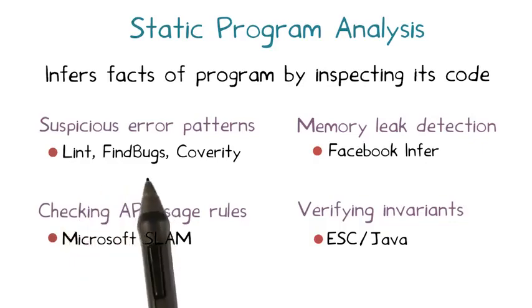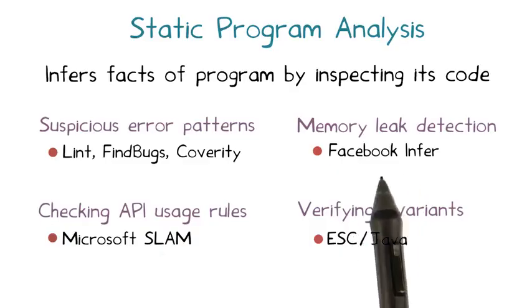Tools such as lint, FindBugs, and Coverity inspect the source code of C++ or Java programs for suspicious error patterns. SLAM is a tool from Microsoft that checks whether C programs respect API usage rules. This tool is used by Windows developers to check whether device drivers use the API of the Windows kernel correctly. Facebook Infer is a more recent static analysis tool developed by Facebook for detecting memory leaks in Android applications. Finally, ESC/Java is a tool for specifying and verifying invariants in Java programs. We will look at an example of an invariant next.